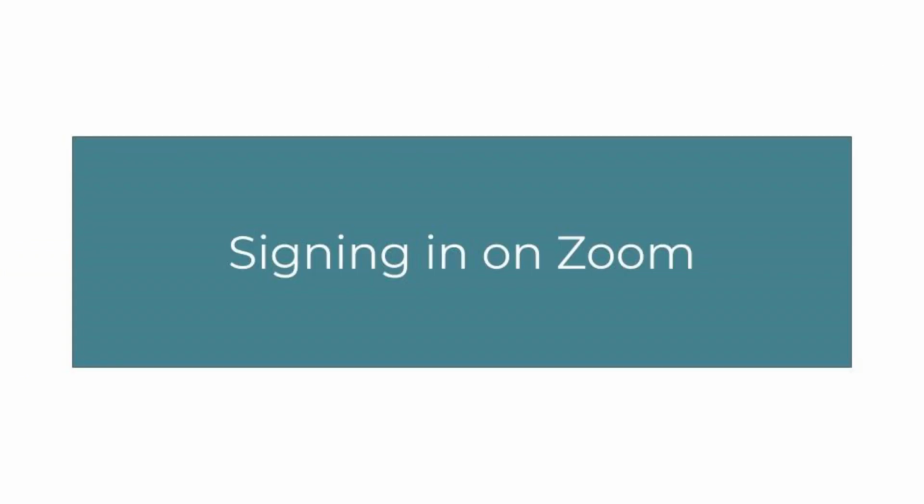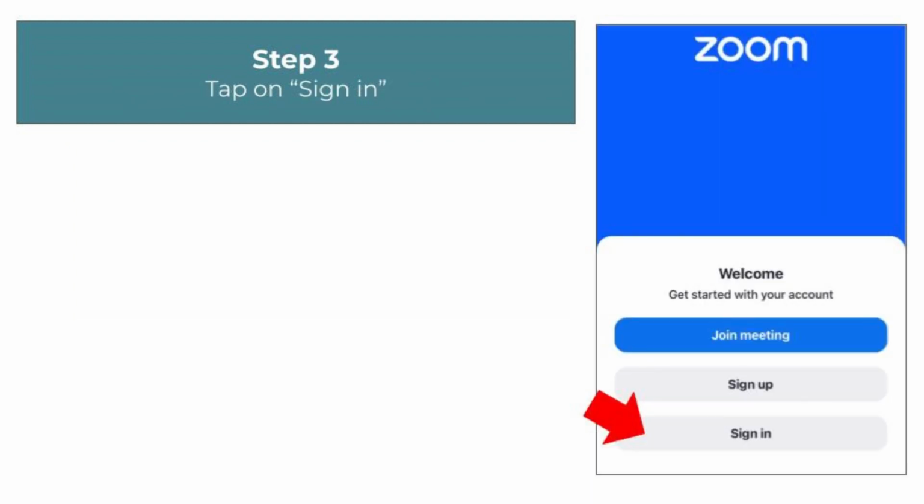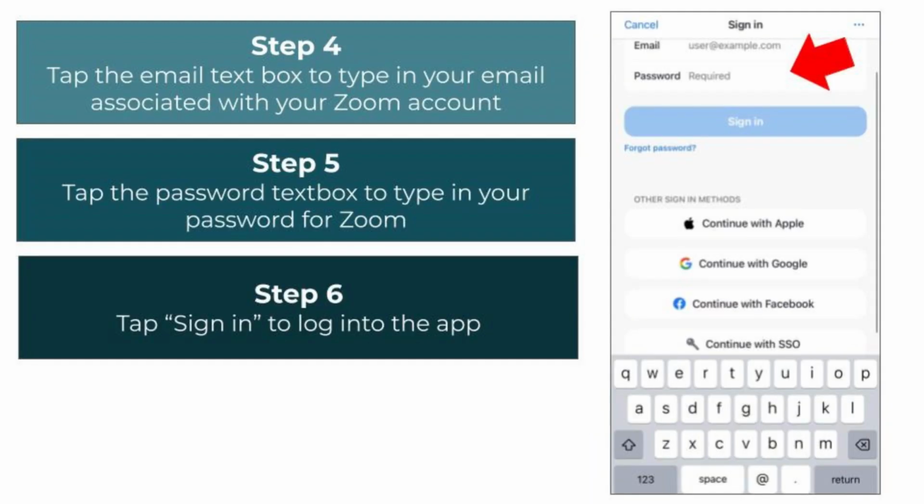Next, we will discuss how to sign into the Zoom app if you already have an account. First, tap on the Zoom app icon on the home screen. Then, tap on the Sign In button. Then, tap on the email and password text box to type in the email and password associated with your Zoom account. Then, tap on the blue Sign In button.